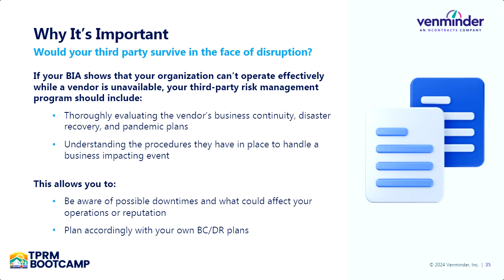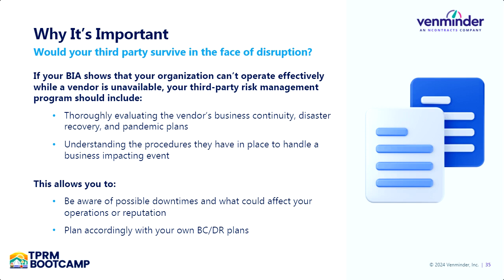So I think when we ask ourselves, why is this important? It aligns very much with cybersecurity in saying that, well, would your third party survive in the face of a disruption? And if the answer to that is no, what is the impact to you as the business receiving the services from that vendor? So if your BIA shows that your organization can't operate effectively if a particular vendor is unavailable, then your third-party risk management program should include thoroughly evaluating the vendor's business continuity, disaster recovery, and pandemic plans.